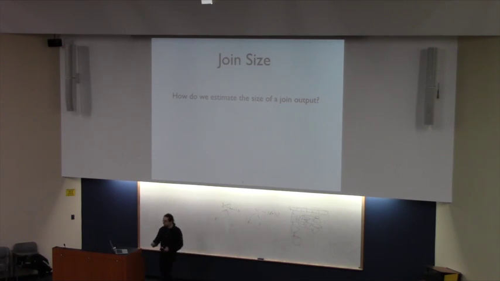If you know the distribution of B, that is, which values of B are more probable, then we can estimate the value of the function. Okay, so we can use an estimate of the number of values of each B to come up with an improved estimate of the size of this join output.